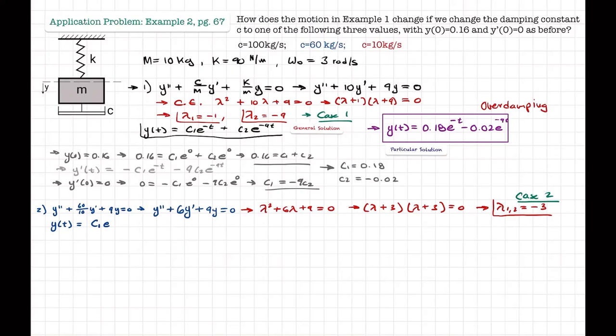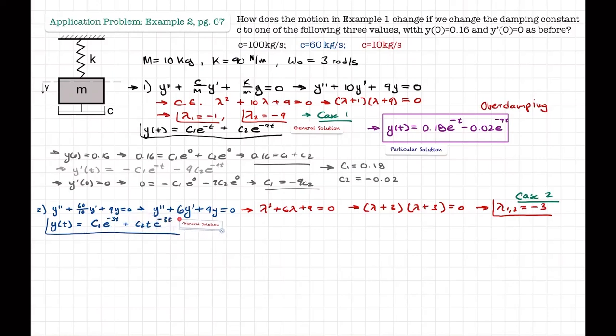Let me make it a little bigger. This is negative 3t plus c2 t e to the negative 3t, right? Because this is different real roots. So this is my general solution for this one.